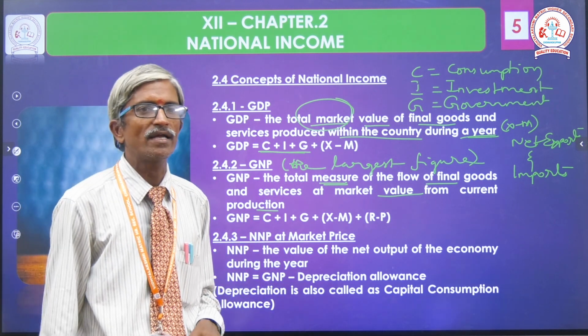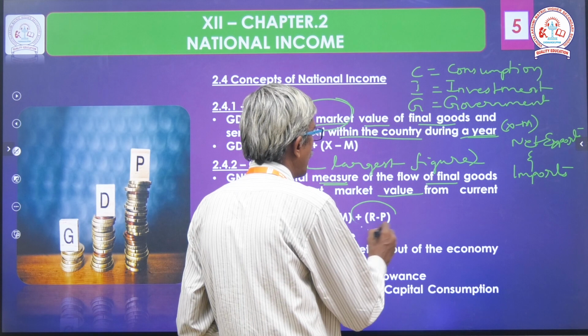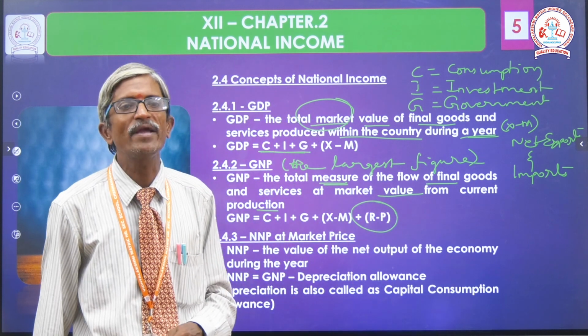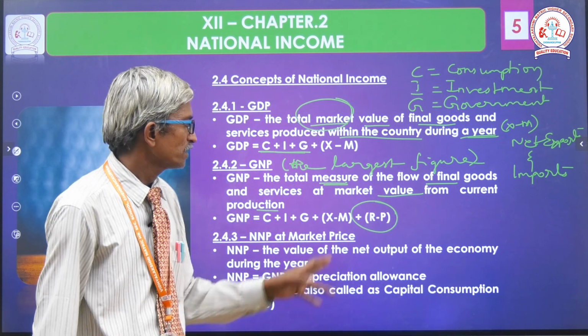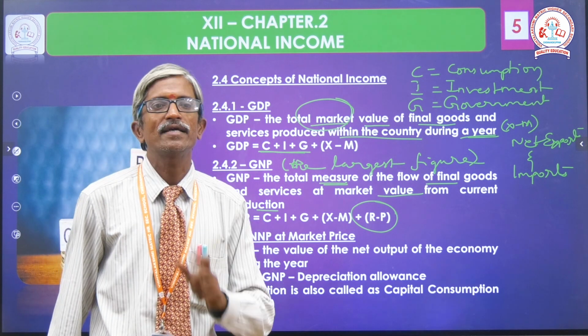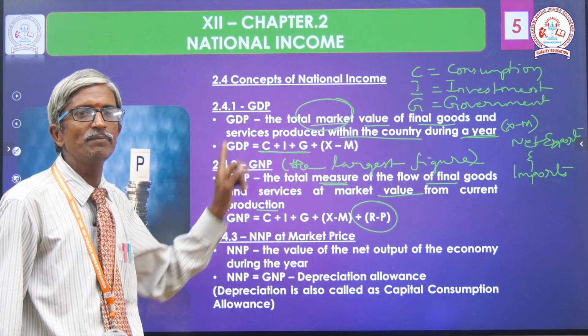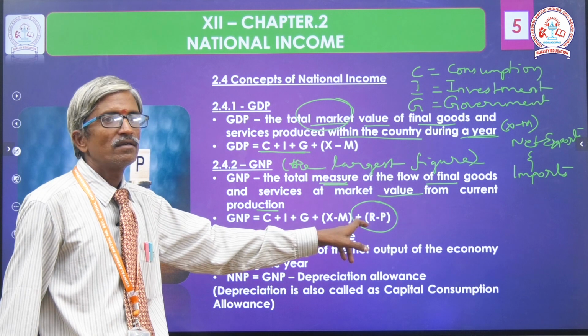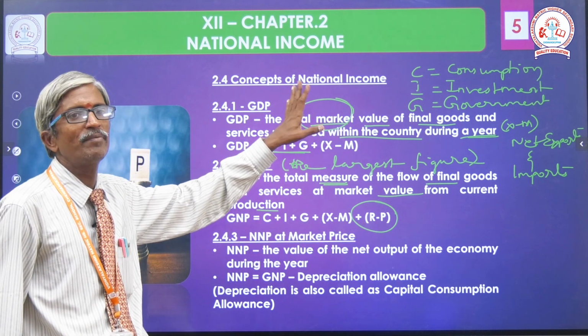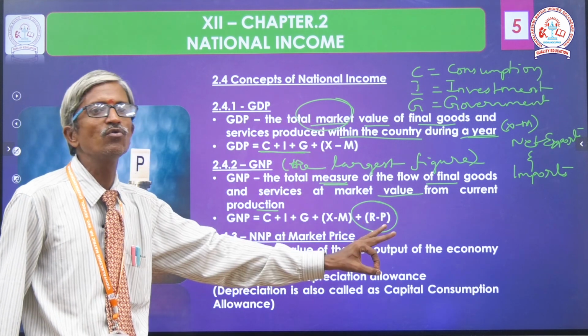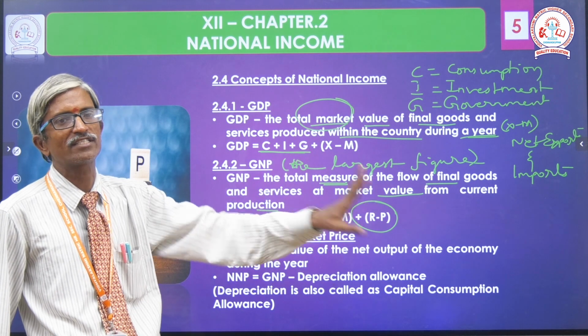It includes a formula. Here, additionally we are going to add R minus P, the payment received and paid. The major difference between GDP and GNP is that here R minus P is not represented in GDP, while here we have to include it. It includes all the expenses.